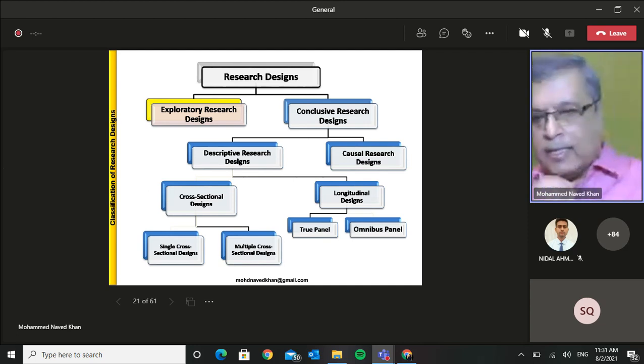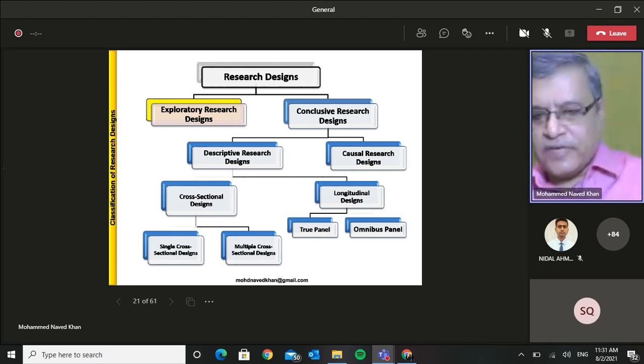And then in descriptive, we have cross-sectional and longitudinal. And in case of cross-sectional, two possibilities are there. We can either go for single cross-sectional designs or multiple cross-sectional designs. And when we go for longitudinal, we can adopt either true panel design or omnibus panel design.